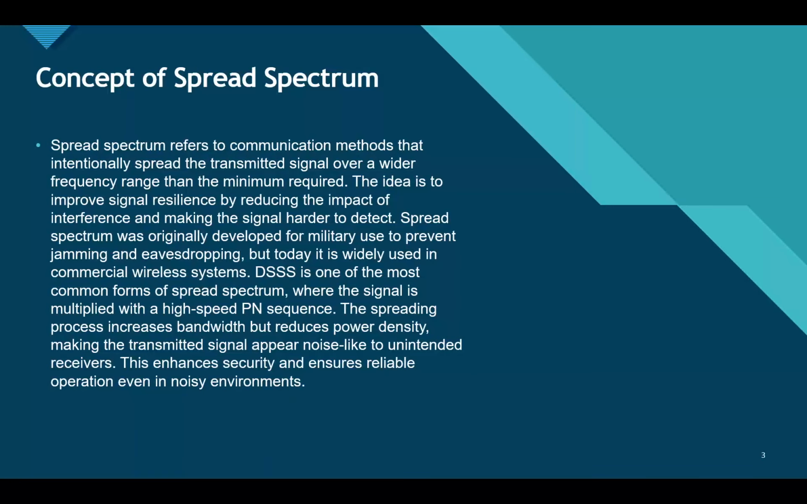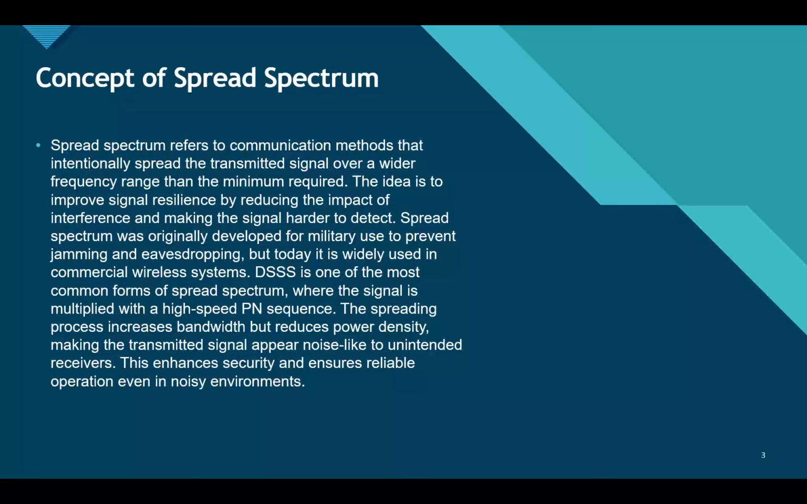Then, concept of spread spectrum. Spread spectrum is a communications technique where the signal is deliberately spread over a wide range of frequencies. The goal is to make the signal more resilient and harder to detect. Originally, spread spectrum was created for military communication to prevent jamming or eavesdropping. Over time, it became popular in commercial wireless systems as well.